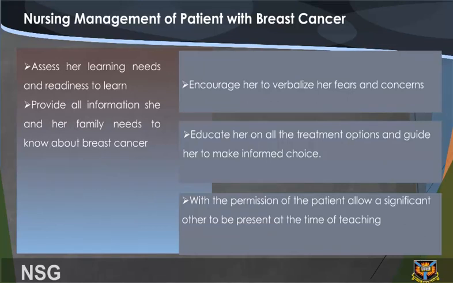Assess her learning needs and readiness to learn. Provide all information she and her family need to know about breast cancer. Encourage her to verbalize her fears and concerns. Educate her on all the treatment options and guide her to make an informed choice. With the permission of the patient, allow a significant other to be present at the time of teaching.